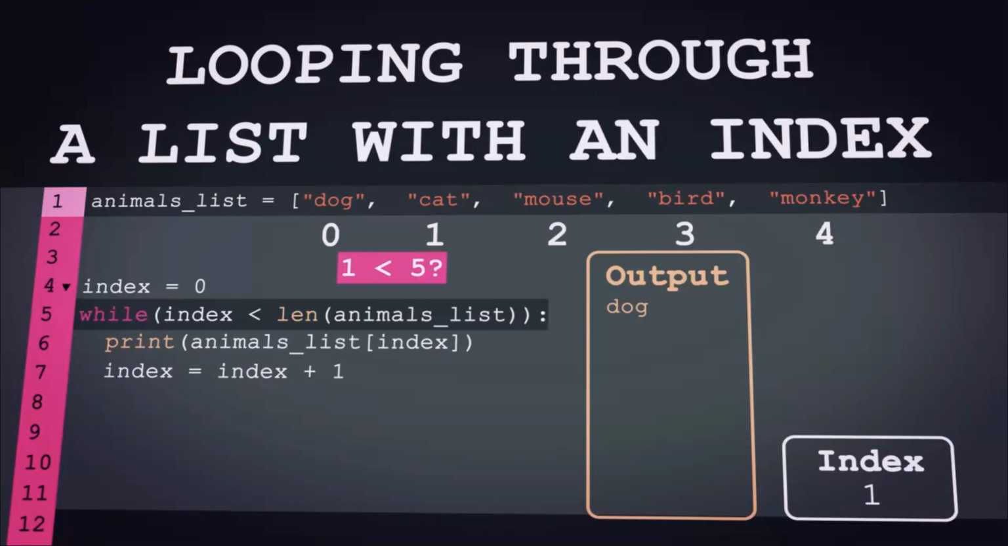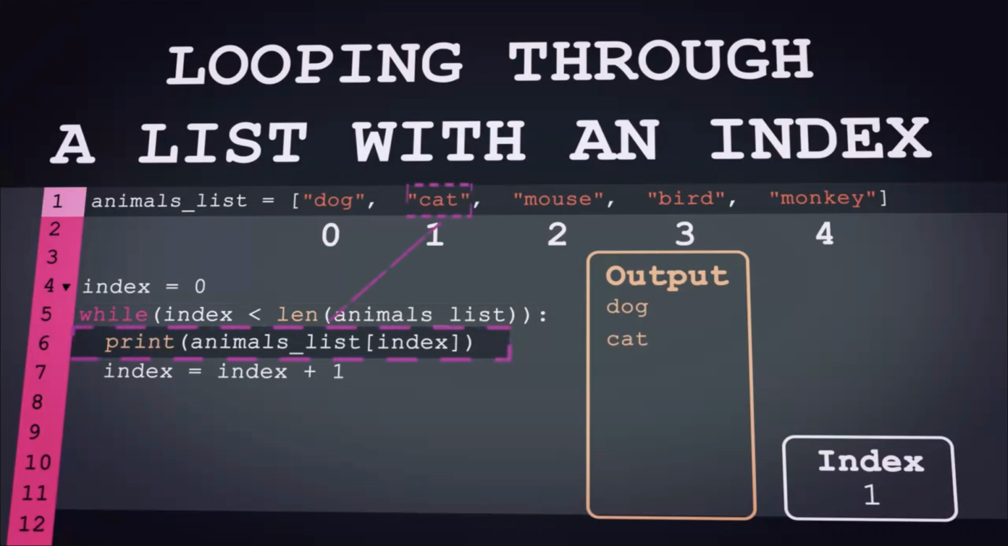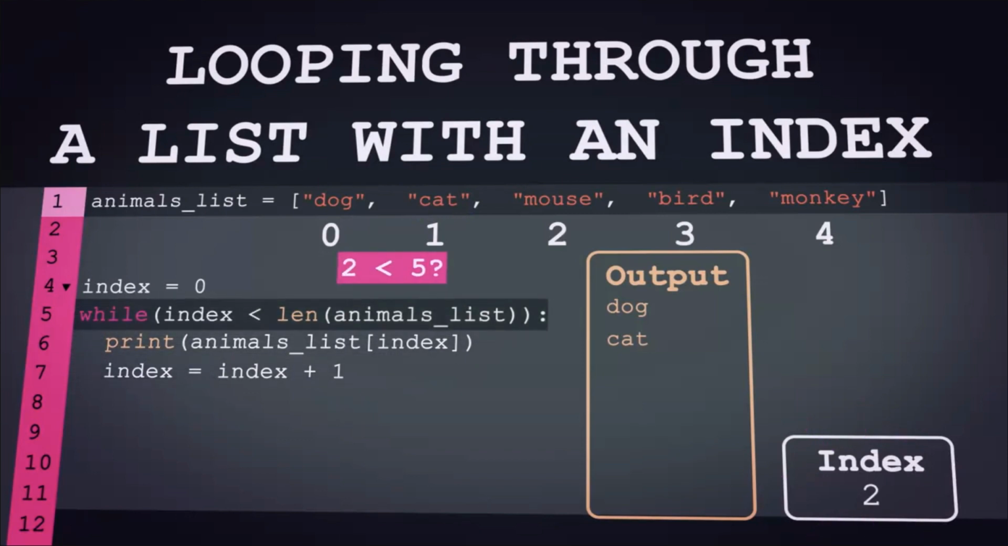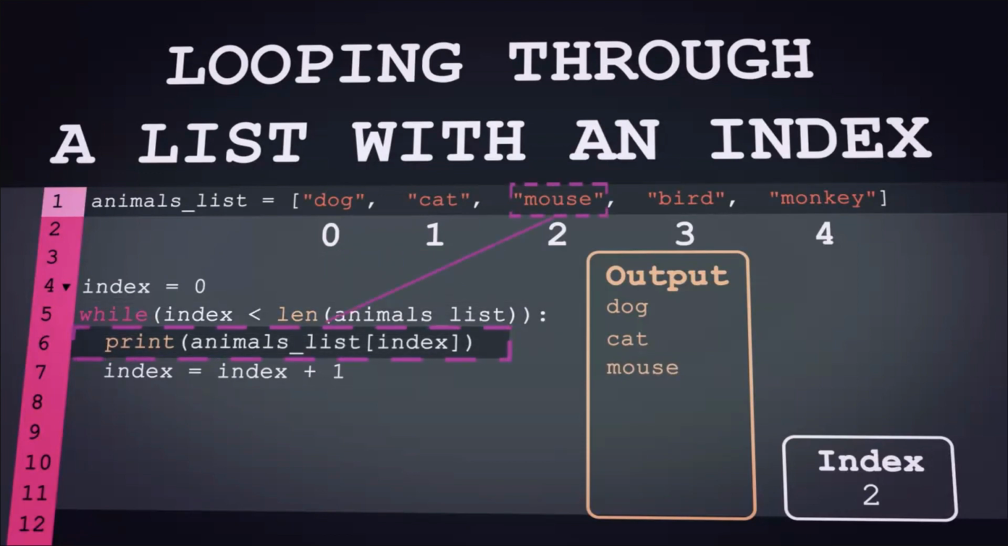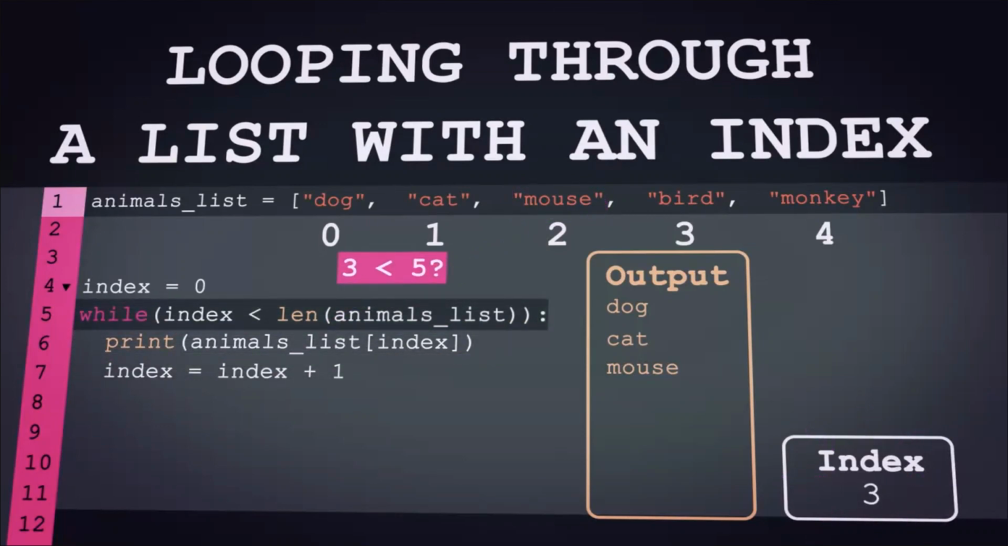So is 1 less than 5? Yes. So you come in, get the index at 1, and then it prints it. Increment your index by 1. Come back up. It's 2 less than 5. It is. Get the index at 2 of the list, which is mouse. Keep going until we reach the very end.